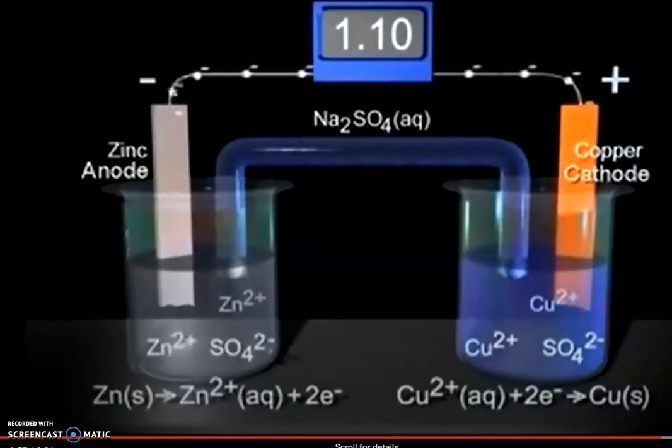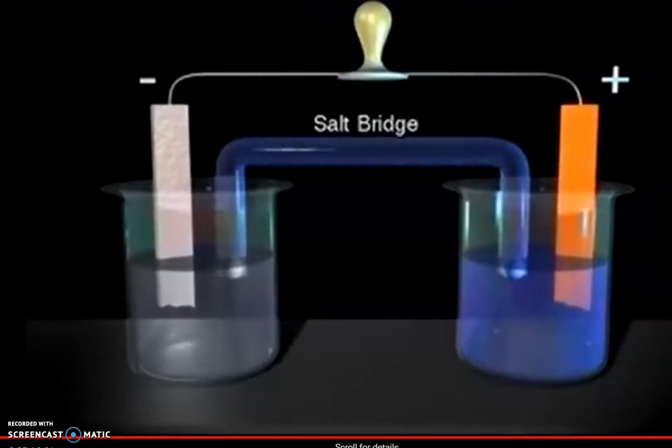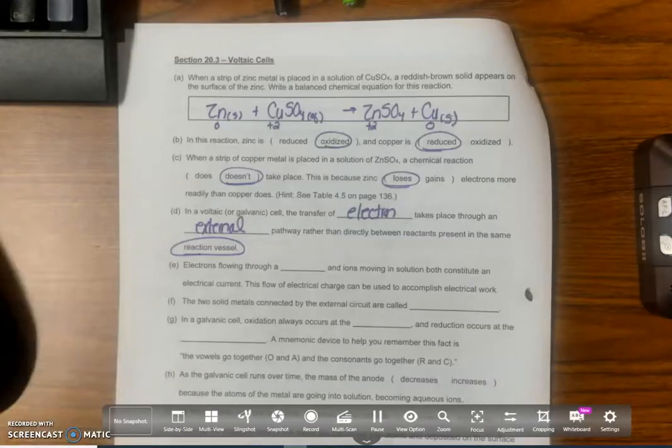To maintain electrical neutrality in the two cell compartments, ions must move through the salt bridge. In summary, remember that in a voltaic cell, the anode, at which oxidation occurs, is the negative electrode. The cathode, at which reduction occurs, is the positive electrode. Electrons flow through the external circuit from anode to cathode. All right, so we're going to have to memorize that system, so let's break it down in more detail.